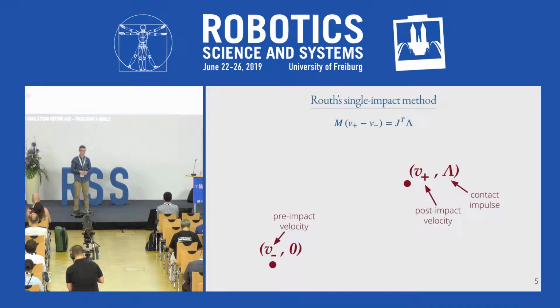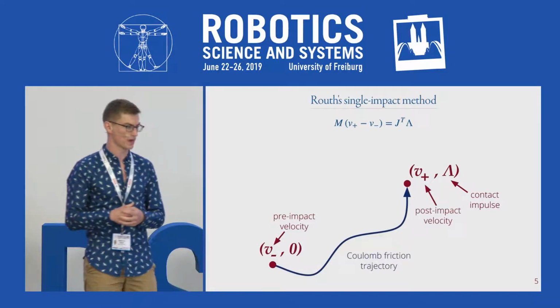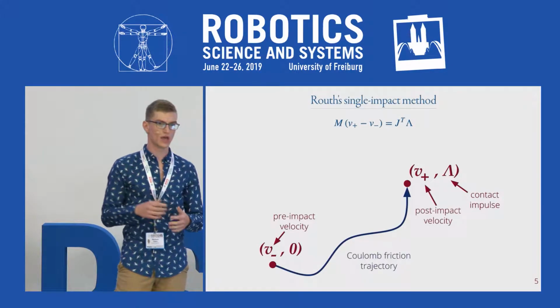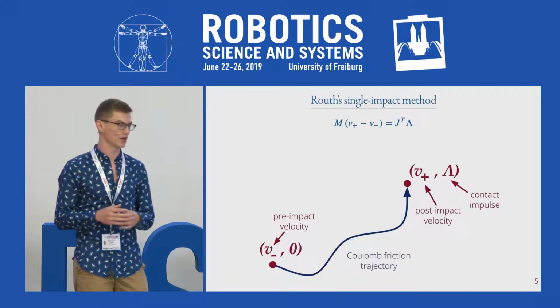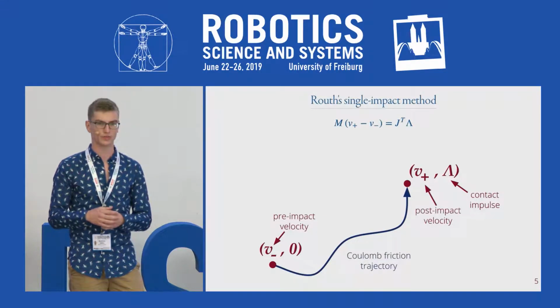The theoretical basis for our model is Routh's original 1891 single impact model, which takes a pre-impact velocity and incrementally and simultaneously discovers a post-impact velocity and contact impulse by continuously increasing the impulse from 0 until a valid post-impact state is achieved. It does so by following a flow field on the velocity space derived from Coulomb friction.